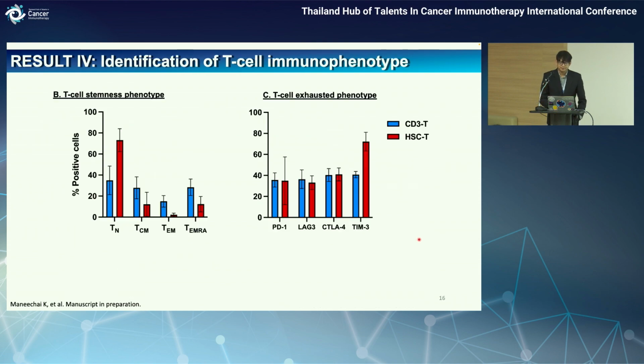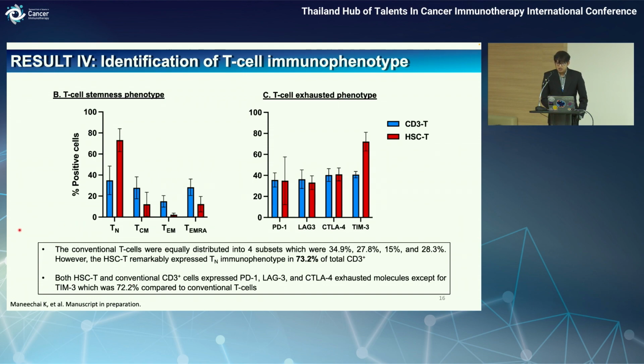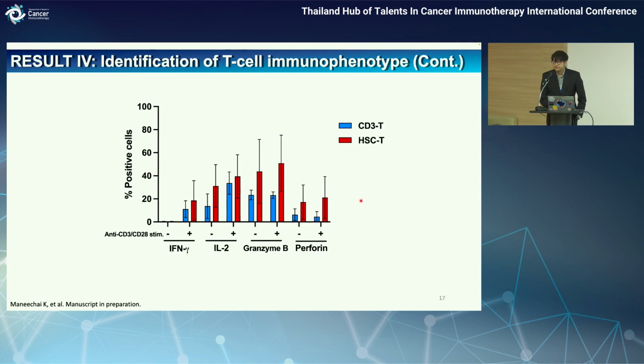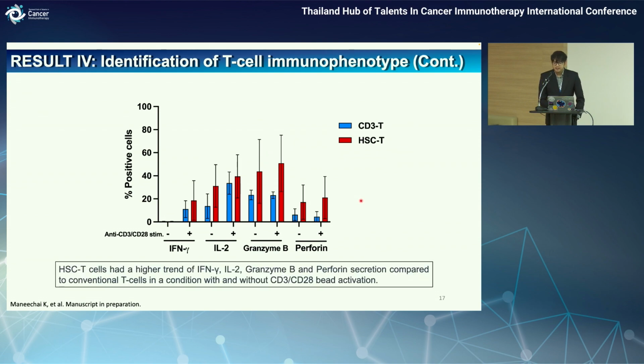the thymus gland. For the T cell immunophenotype, in terms of stemness, the derived cells show the naive phenotype as the majority. In contrast, the conventional T cells are distributed into 4 subpopulations over here. For T cell exhaustion, we observe no significant difference in the exhaustion markers. However, the TIM3 molecule seems to be higher in the HSCT. And for the assessment of cytokine secretion, we observe that the HSCT shows a greater trend of cytokine secretion, including interferon gamma, interleukin 2, granzyme B, and perforin.